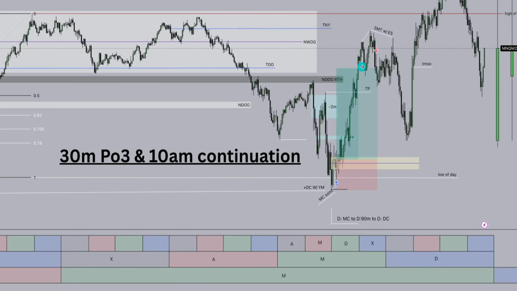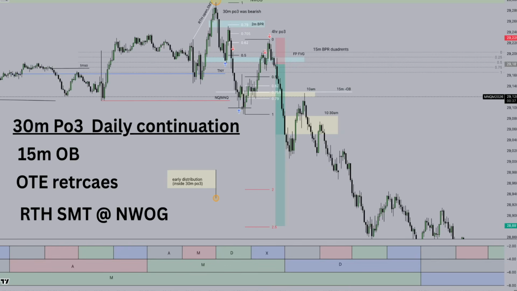So these are a bit more difficult to trade. It takes more experience, but it's the most rewarding as well, because you get very long holds if you get continuations to 12 p.m. and plus. So those are my favorite: 30-minute PO3 with the daily continuation.